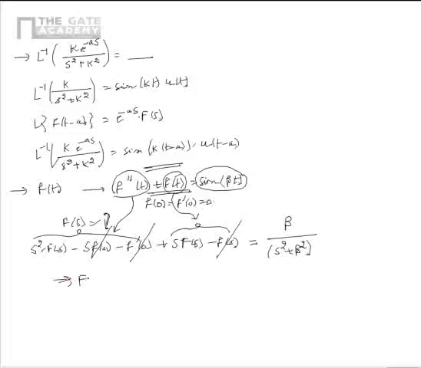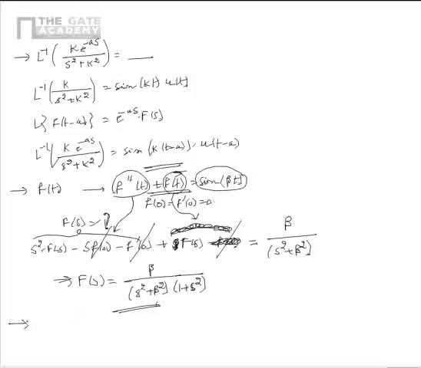From this, we can write that F of s is equal to, oh sorry, please note that this is f of t, so the Laplace transform of f of t is just F of s. So we can simplify that F of s is equal to beta divided by (s square plus beta square) multiplied by (1 plus s square). So from this we see that the Laplace transform of the one-sided function given is F of s equal to beta by (s square plus beta square) multiplied by (1 plus s square).